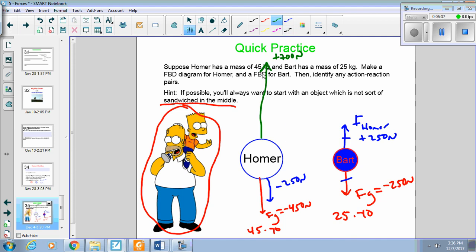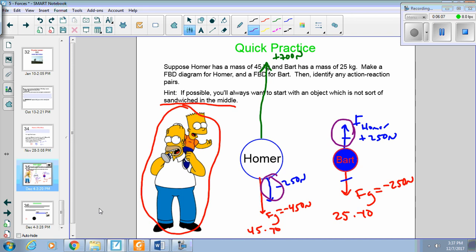Now, after this, what we need to do is go ahead and circle our force pairs. Force pairs are pairs of forces that interact with the object. So whenever Homer and Bart are in contact with each other, they're exerting a force on one another, and that would be our force pair. Force Homer, force Bart. They are equal, but in opposite directions.